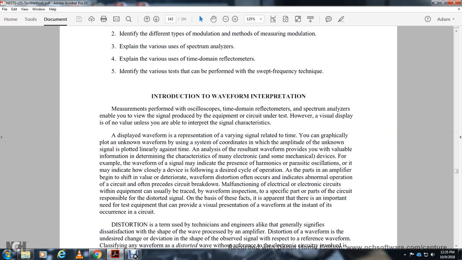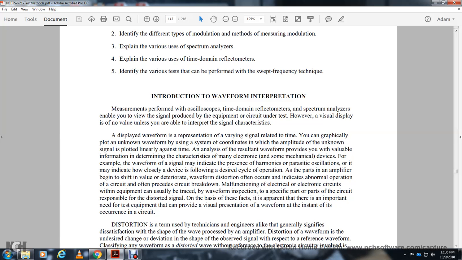For example, the waveform signal may indicate the presence of harmonic or parasitic oscillation, or it may indicate how closely a device is following the desired cycle of operation, such as part of an amplifier being shifted. Wave distortion often occurs with intermediate abnormal operation of the circuit. It is often perceived with circuit breakdown or malfunction in the electronic circuit.